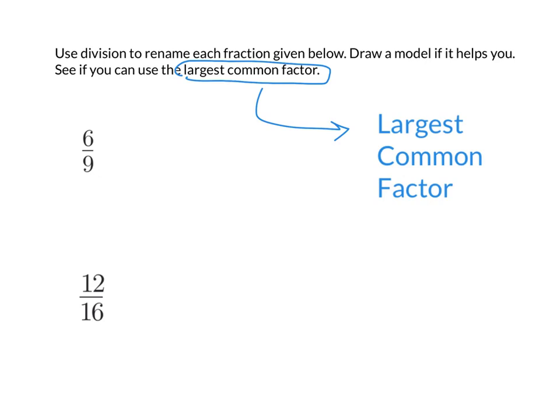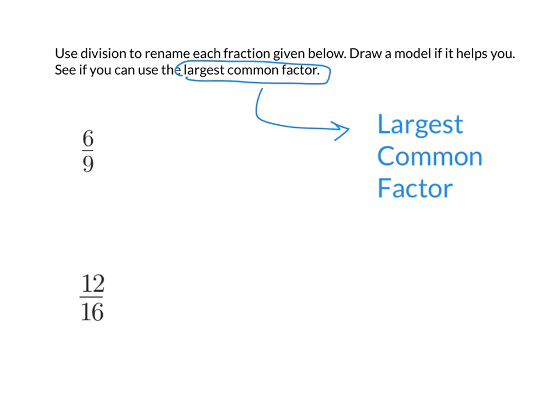Let's talk about that. What does the word largest mean? It's the biggest. What does common mean? They have something in common. It's the same. What's a factor? Talk at your table groups. A factor is a number that you can multiply with another number to get a multiple, right? So we're going to see if we can find the largest, the biggest, common, same factor, there's no other word that means factor, between 6 and 9.